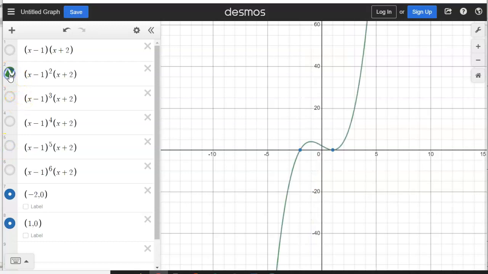So let's start with this (x - 1) squared. So notice how this one, where x is 2, it passes through that one. But at x = 1, so that's going to be where the 0 is 1, it hits that point and bounces off of it.